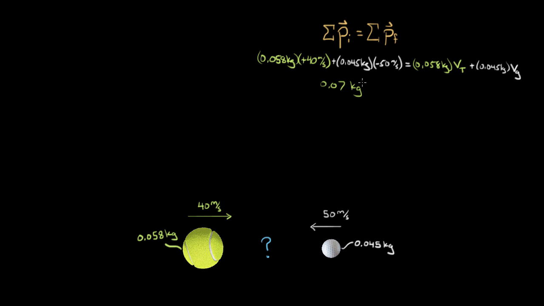0.07 kilogram meters per second is your total initial momentum. And if I solve this over here, I'm going to have equals two unknowns. I don't know VT, and I don't know the velocity of the golf ball either. So I need at least one more piece of information.